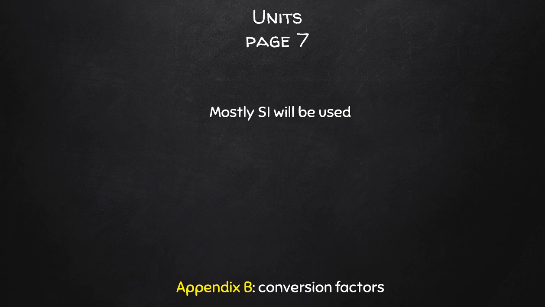Now, on page 7 of the study guide, you'll find information about units that are typically used in piping system design, and you should now be very much familiar with the conversion between different unit systems. In turn, you can also go to Appendix B, and you'll find some very basic conversions. It's not a lot, but these will mostly be used in the piping system design.